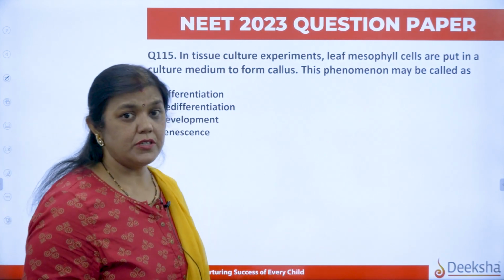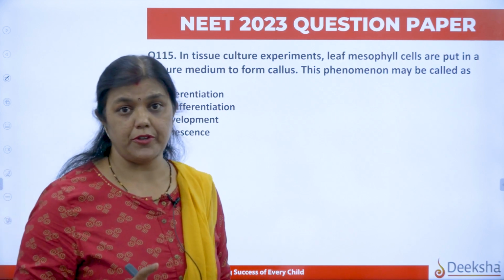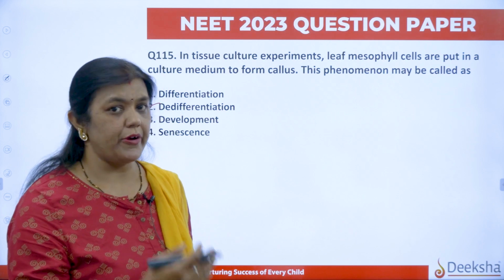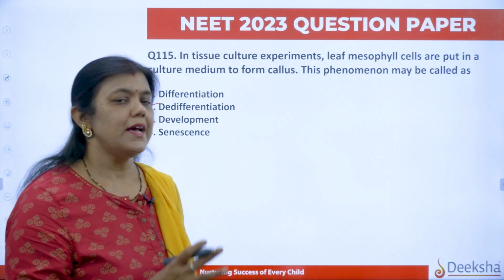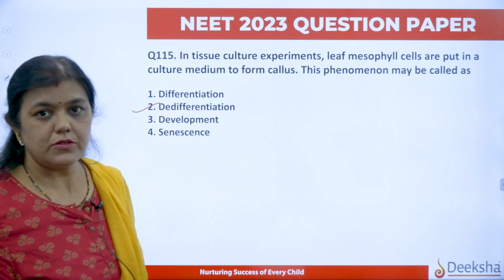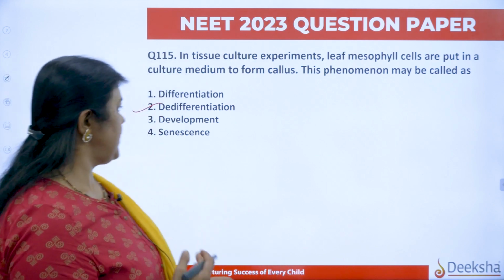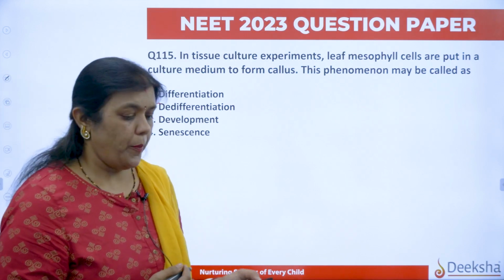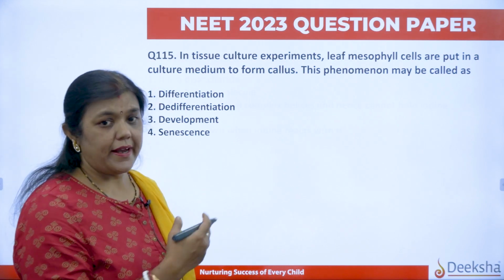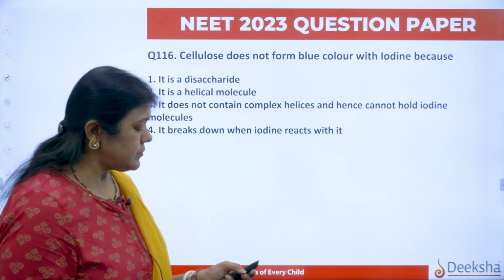Obviously it is not differentiation, because it is not the growth of the plant for the first time. We are taking the mesophyll cells and growing them biotechnologically to form the callus, and this is de-differentiation. Development and senescence are obviously not the correct answers. So the correct answer is option 2, de-differentiation. Direct question. We'll move to the next.